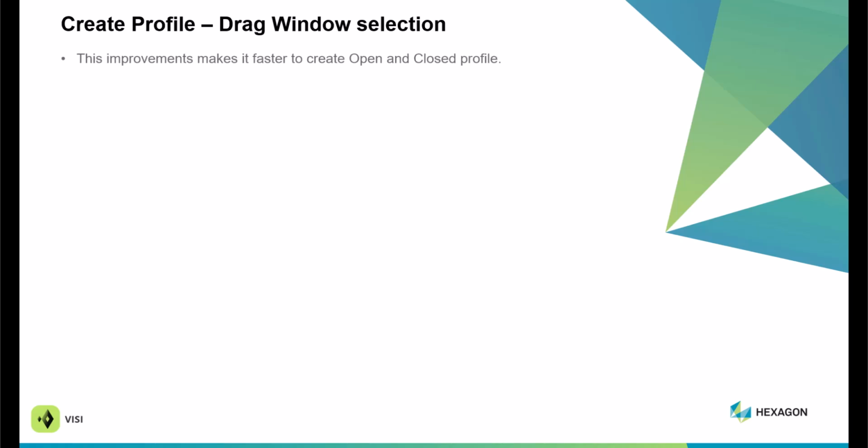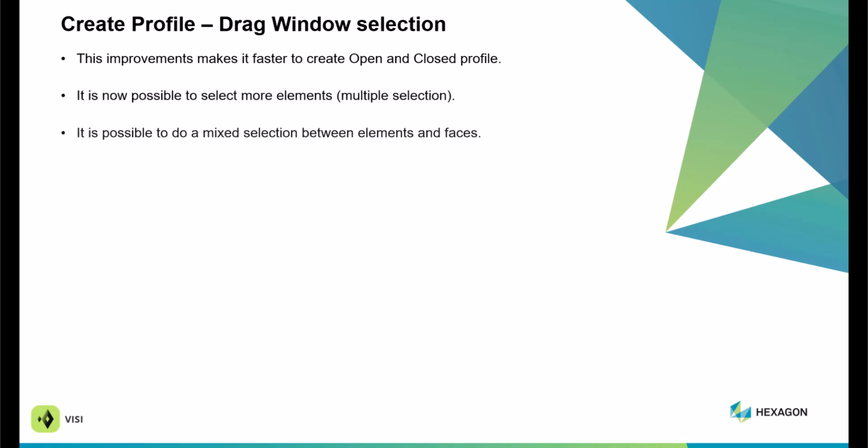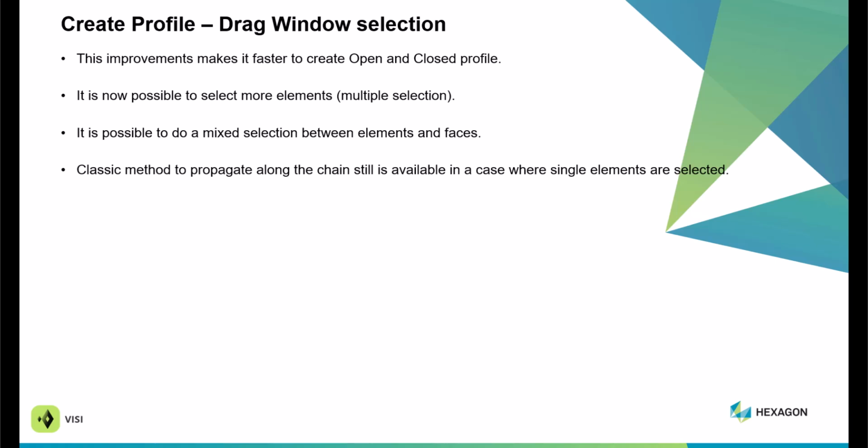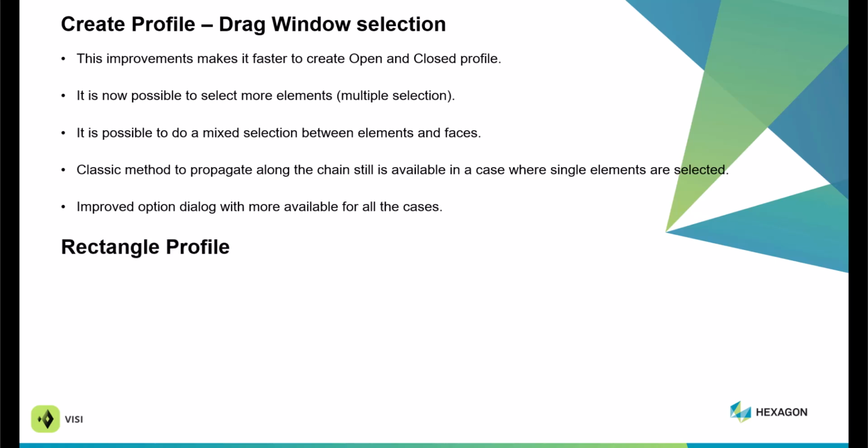Create profile drag window. There have been some improvements with the open and closed profiles. It is now possible to do multiple selection, and it is now possible to do a mixed selection between elements and faces to be able to create your profile. The classic method for propagating along the chain is still available when it comes to doing single element selection. The improvement options allow the dialog to work in multiple different cases.